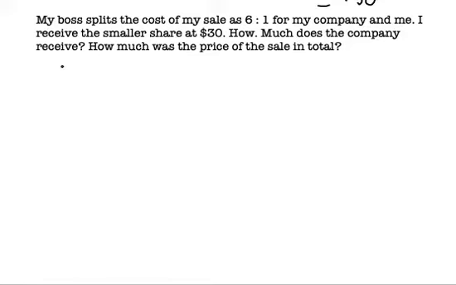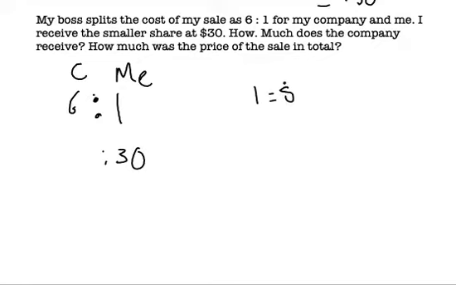Okay, so the cost of the sale is split between the company and me. So the company gets 6 parts, so they get 6 for every 1 part I get, okay? This is me. And I receive the smaller share, which is $30. So that means I get $30. Okay? Now, this is already as 1, so that's really easy because that means that my 1 part equals $30.